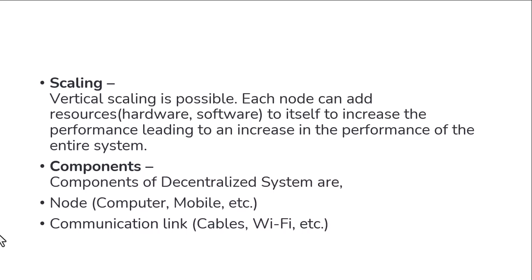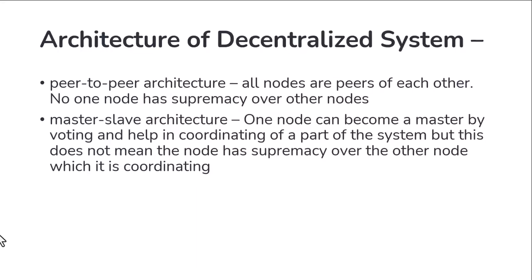Components of decentralized systems are nodes, which can be computers, mobiles, and communication peer-to-peer links. The architecture of a decentralized system is mostly peer-to-peer architecture. All the nodes are peers of each other. No one node has supremacy over the other nodes. In master-slave architecture, one node can become the master by voting and help in coordinating part of the system, but this does not mean the node has supremacy over the other nodes.